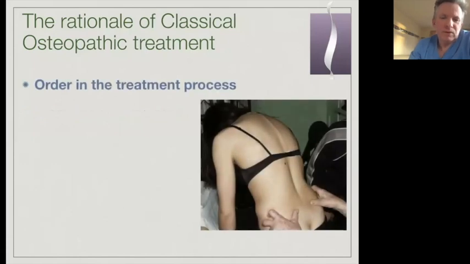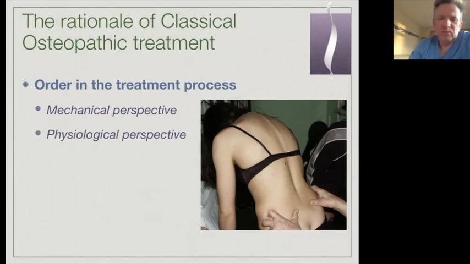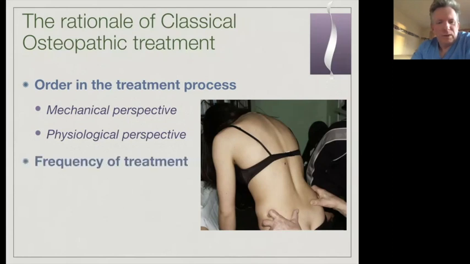In terms of looking at the order of the treatment, I want to break it down into the mechanical perspective, what we are trying to address mechanically first in our classical approach, and the physiological perspective, all those issues that got thrown up in the advert in terms of vasomotion, visceromotion, all that kind of stuff. In terms of frequency of treatment, particularly the acute versus the chronic situation: the patient who comes in in dire pain or very unstable, as opposed to the long-term patient that you're slowly unwinding.